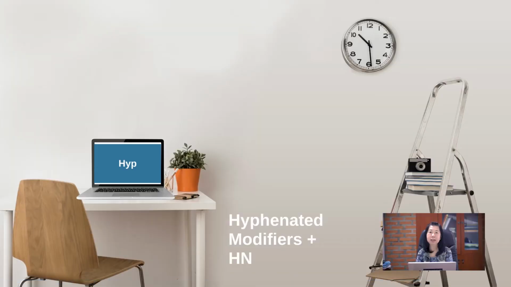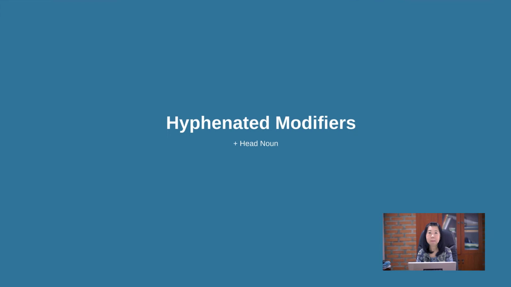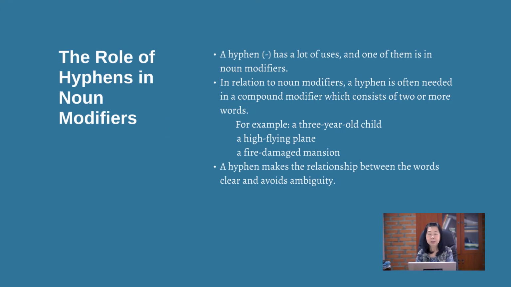This time, you will learn another pattern of the English noun phrases, that is, hyphenated modifier plus head noun. To learn this pattern, we have to know first the role of hyphens in noun phrases. A hyphen has a lot of uses, and one of them is in noun modifiers.